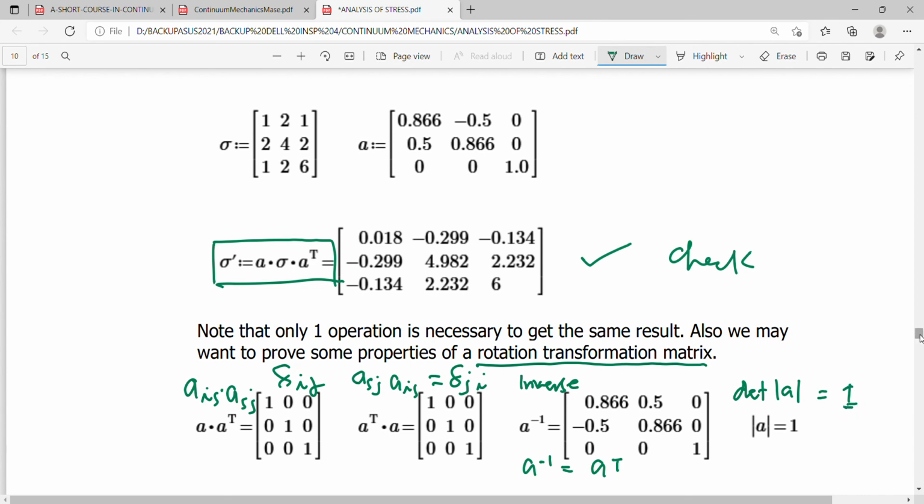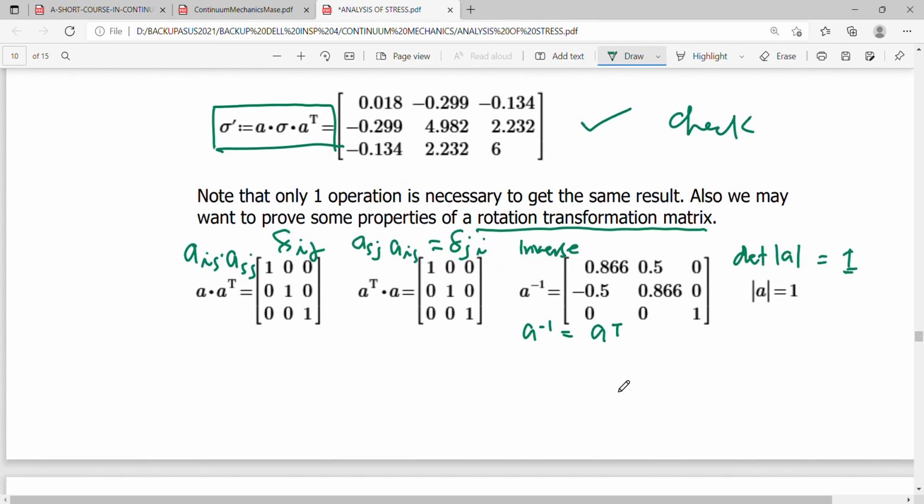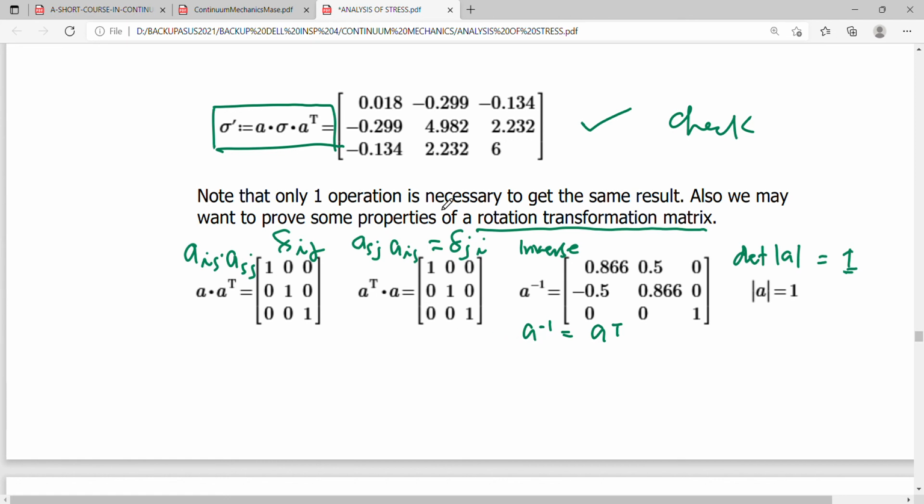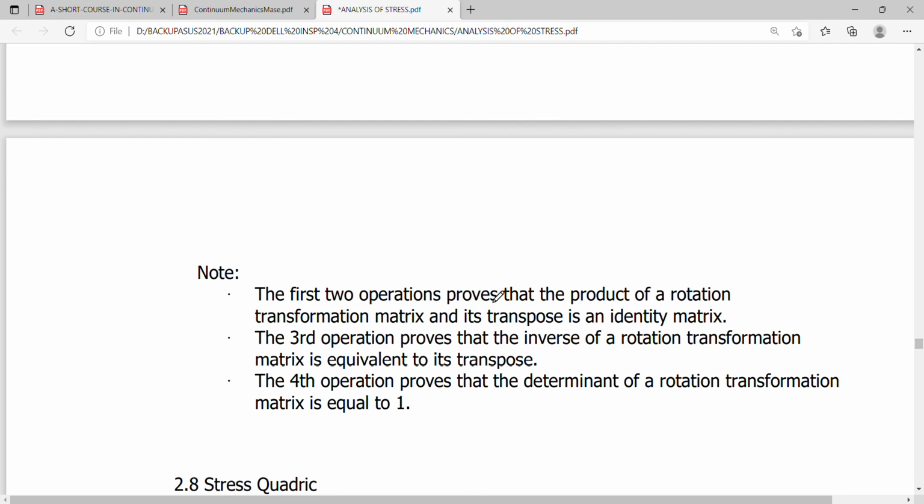Okay? So these are 4 properties you may think of as very useful, no? Very important, no? In dealing with transformation procedures. Note that the first operation proves that the product of the rotation transformation matrix and its transpose is an identity matrix. The third operation proves that the inverse of the rotation transformation matrix is equivalent to its transpose, and the fourth operation proves that the determinant of a rotation transformation matrix is equal to 1.